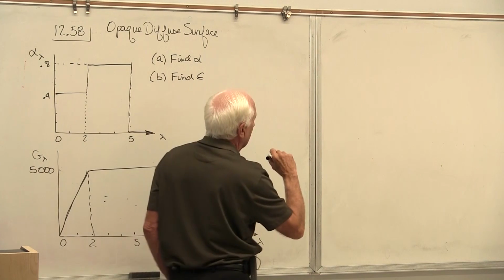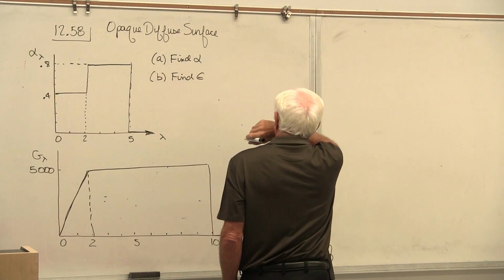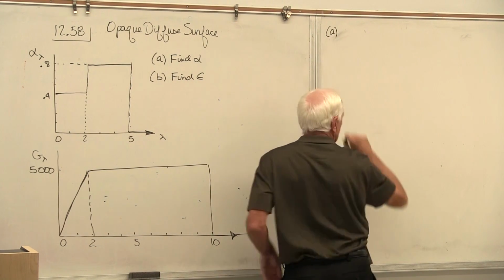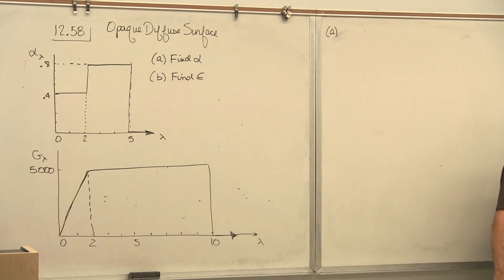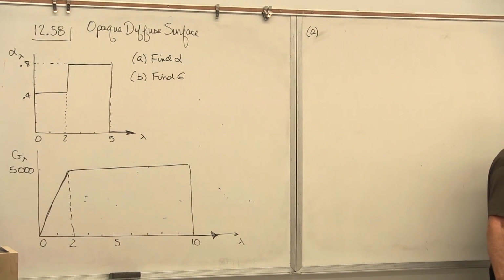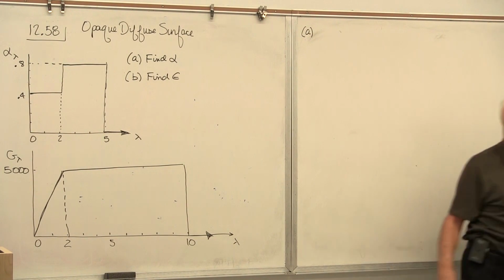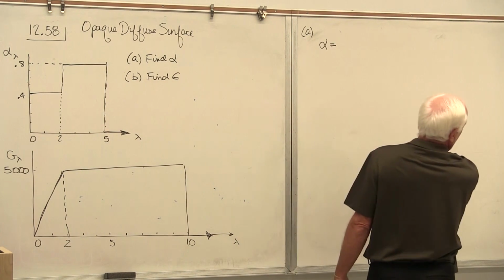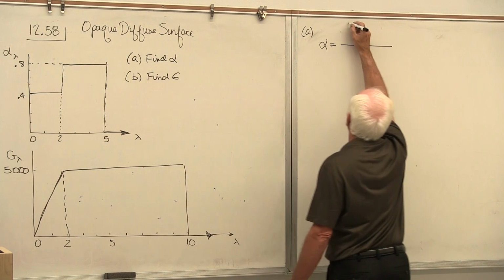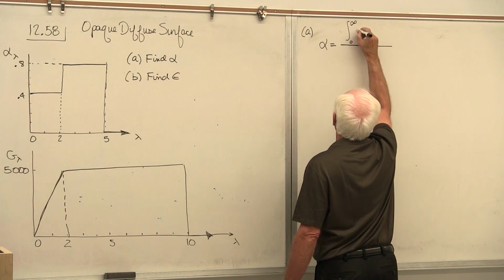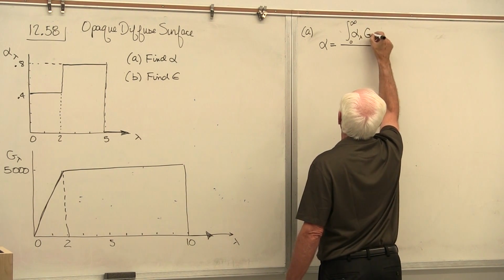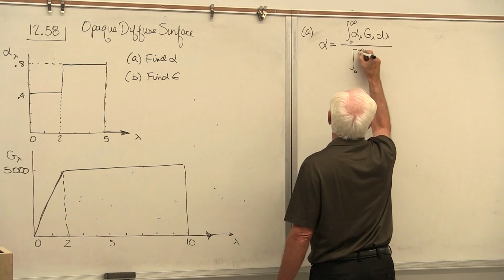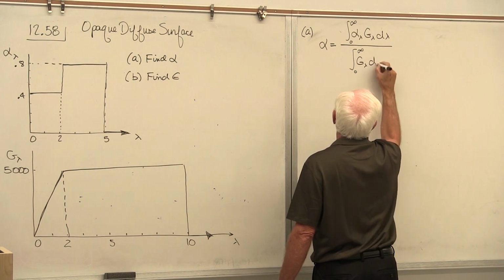Okay, let's do part A first. I'm supposed to find alpha. Well, it's not a big search. There it is, right there. So alpha equals the integral 0 to infinity of alpha lambda G lambda d lambda, divided by the integral 0 to infinity of G lambda d lambda.